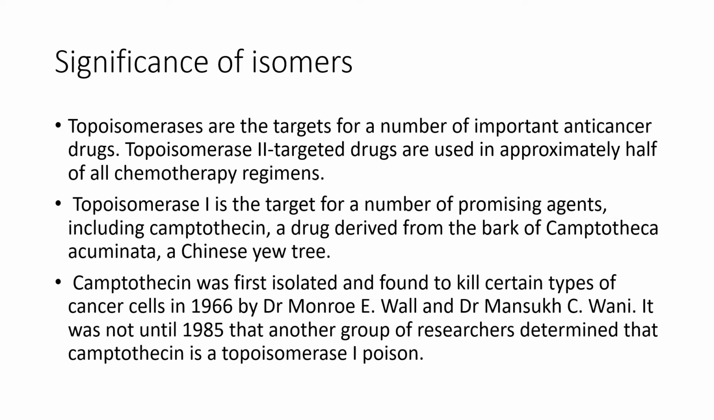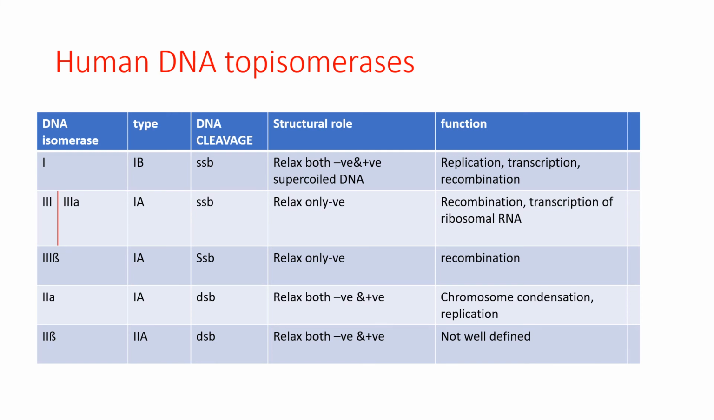What is the role of these topoisomerases? They stop the replication and transcription of DNA molecules. So these are used for treating cancer patients. First of all, this process was discussed by Monori in 1966. It was not until 1985 that another group of researchers determined that camptothecin is a topoisomerase first poison. So that's all about the supercoiling of DNA molecules.